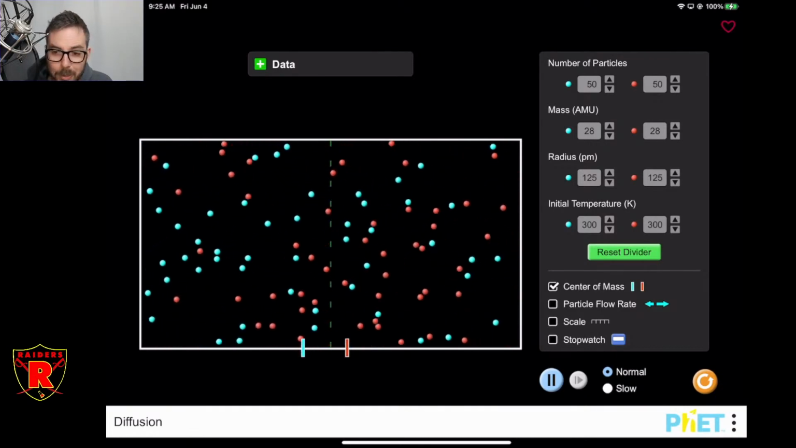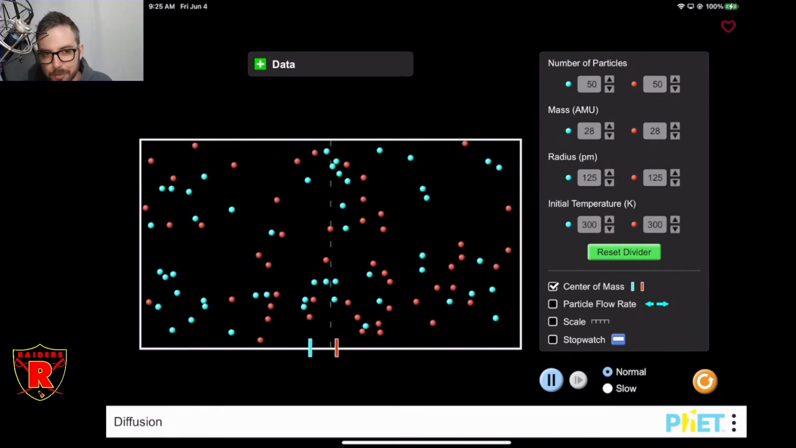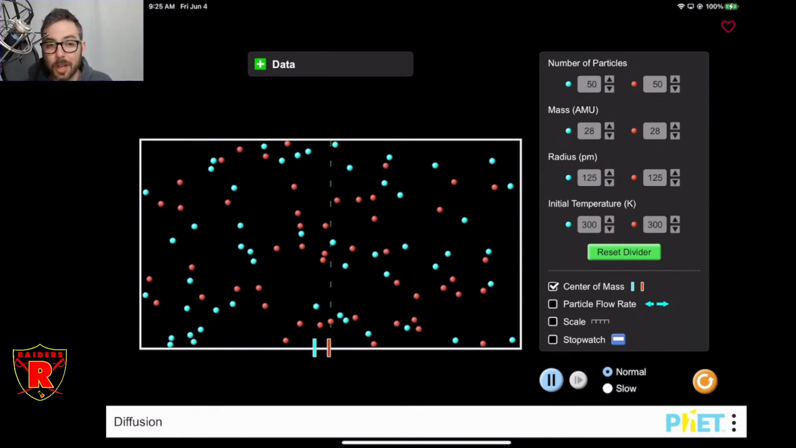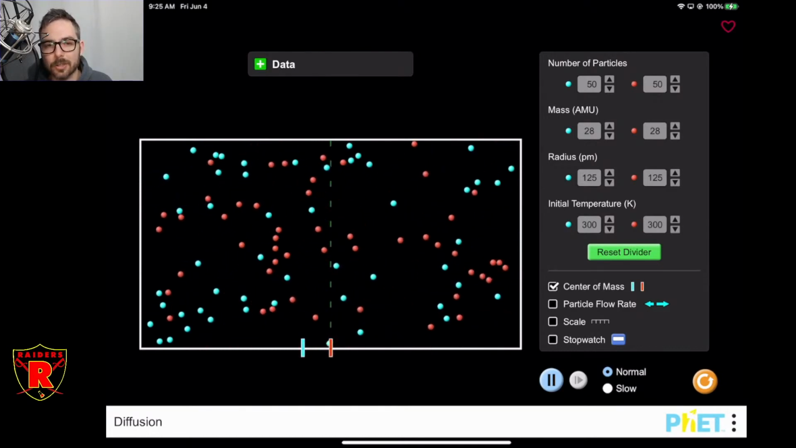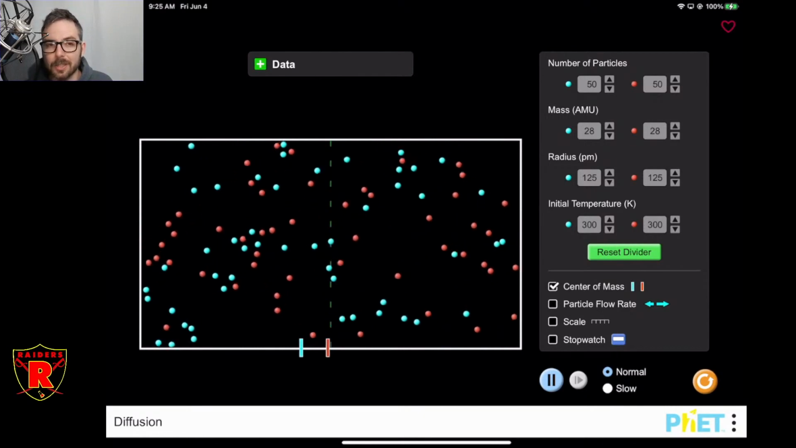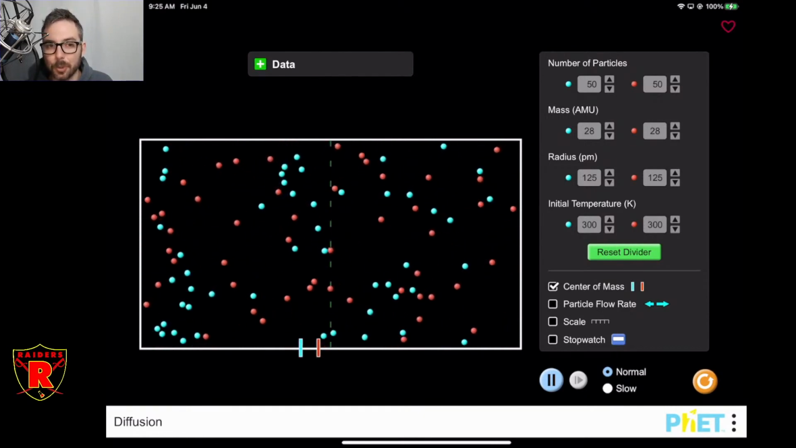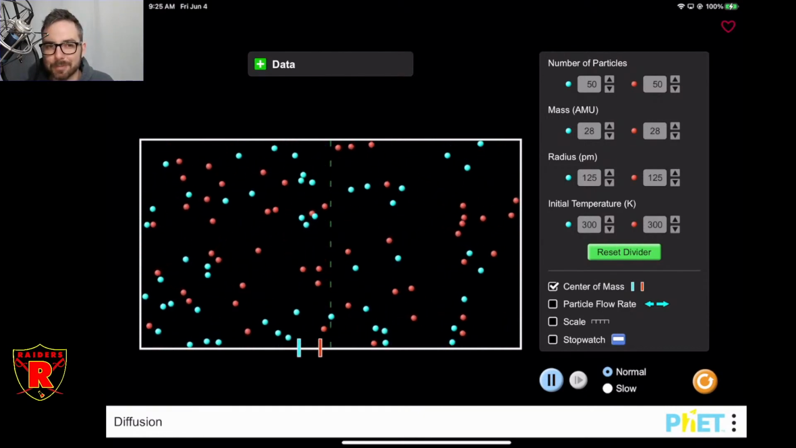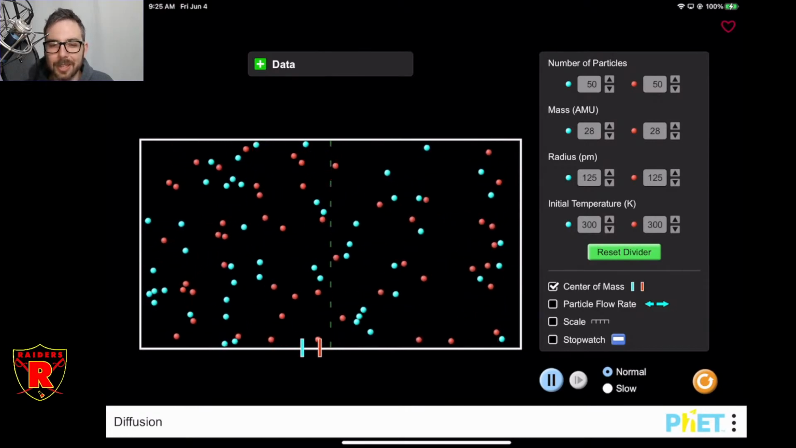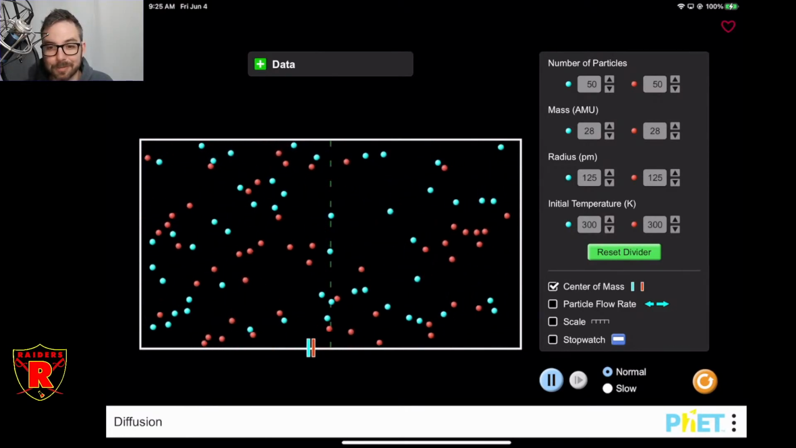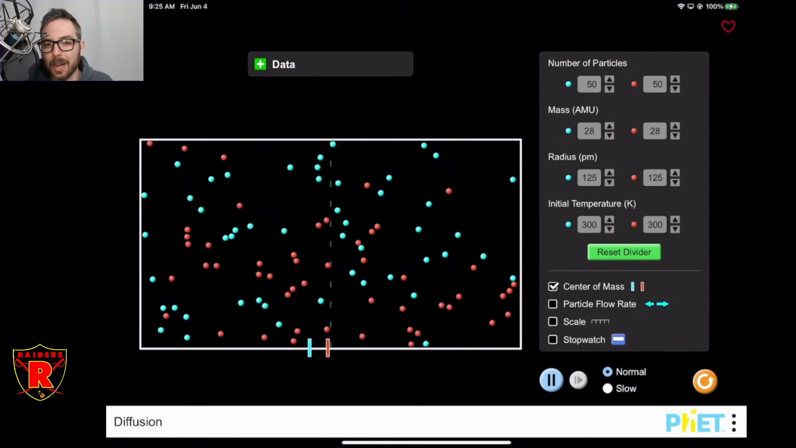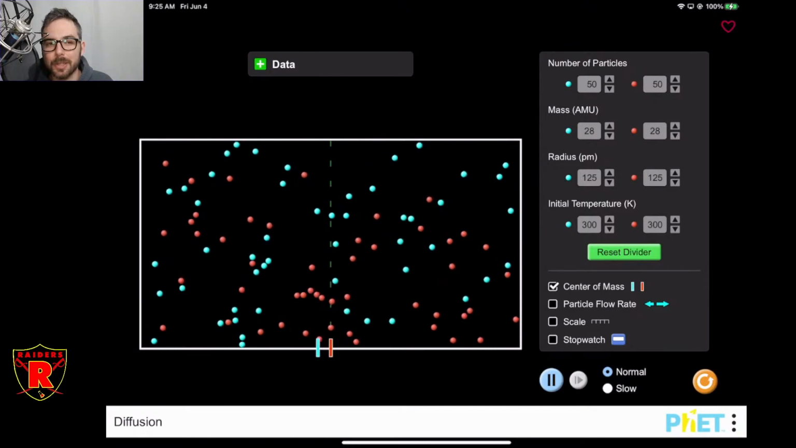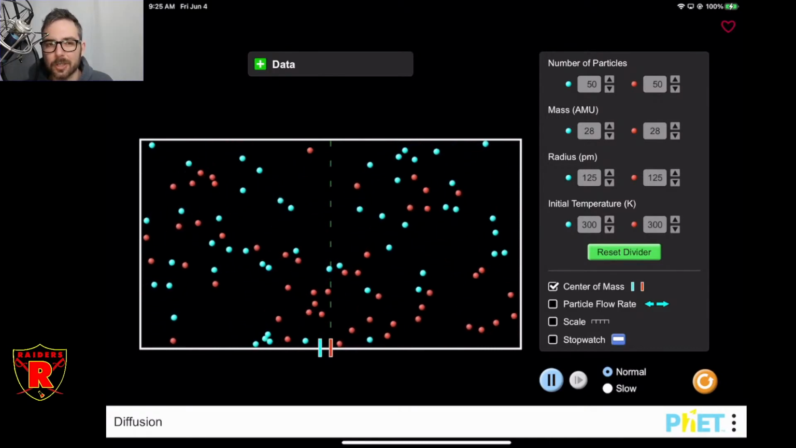Okay, so what you may be noticing is that, Mom, you were in fact correct. Over time, these particles are going to start to spread evenly over the total area that they are allowed to move into. Okay, that process is called diffusion. Essentially, the particles have gone from being a high concentration to being an even concentration everywhere.